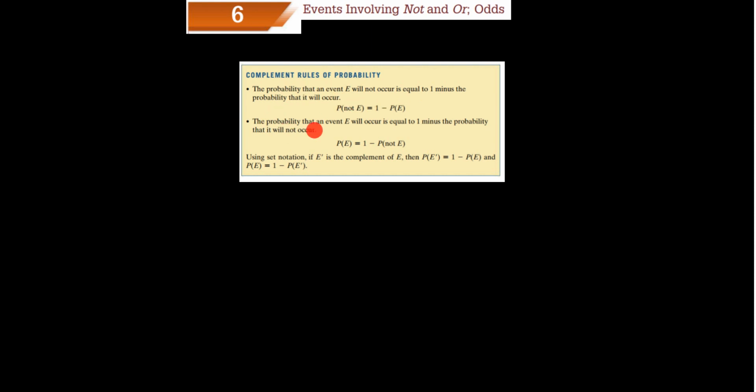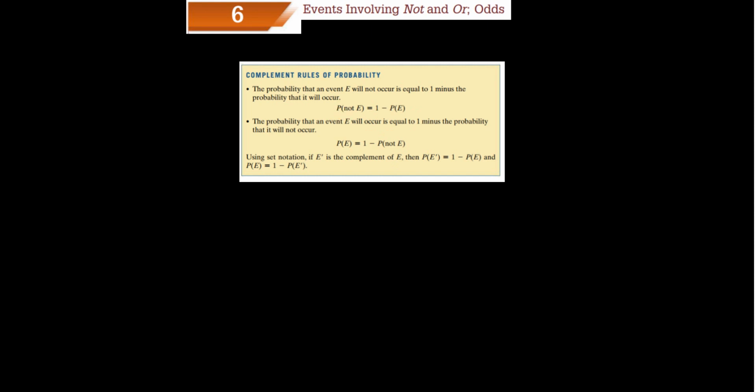Now let's skip over this real quick and go down here to the second bullet point. So the probability that an event E will occur is equal to 1 minus the probability that it will not occur, all right? Now all this 1 minus stuff, like I said, it is technically correct, but let's use a real life example.